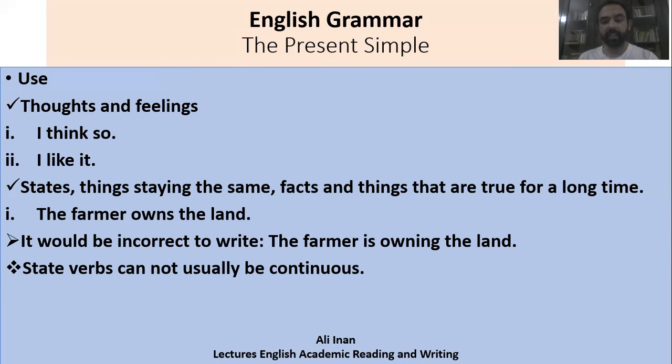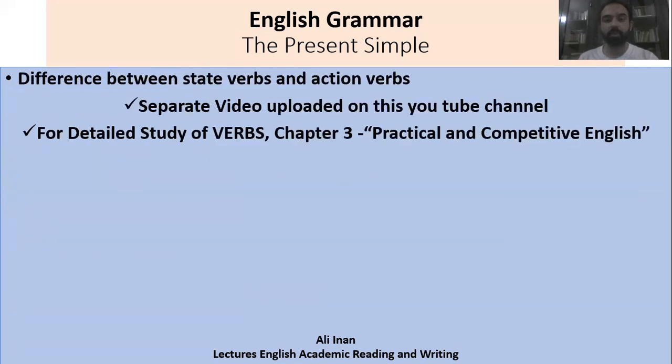States, things staying the same, facts and things that are true for a long time can also be expressed in present simple tense. Here is an example. The farmer owns the land. It would be incorrect to write the farmer is owning the land because state verbs cannot usually be continuous. Present simple tense is a better option.